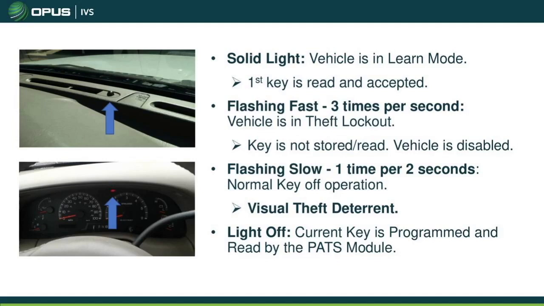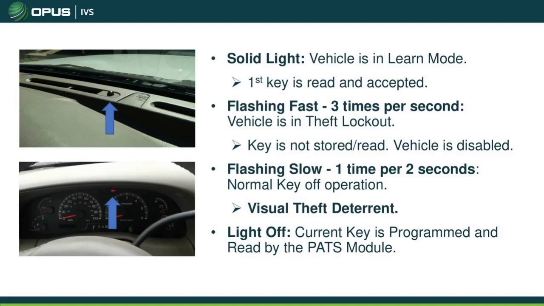Path lights, we have them in the instrument cluster. We have them up on the top of the dashboard. After we program a module, when we do that key erase, when we turn that first key on, we should get a solid light on our PATS indicator. That light is telling us, number one, that it's in learn mode. Number two, that it learned the first key. When we turn that key off, we put our second key in, that light should go out with our second key, telling us that it read the first key when the light was on solid, accepted a second key when the light went out. So now if we have no more flashing PATS indicator, our keys are learned to the vehicle.